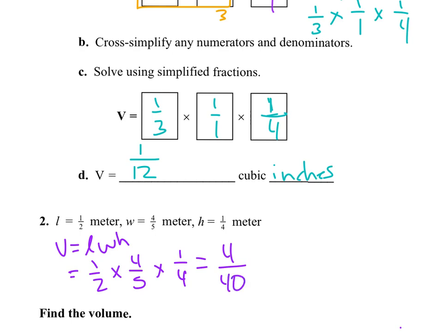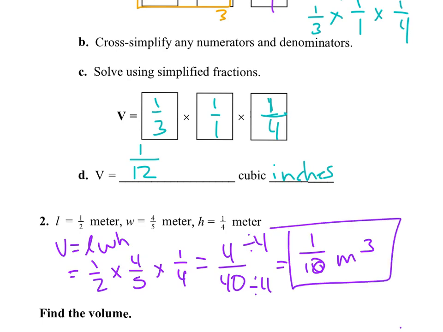Then you have to reduce this fraction if you can. What's the greatest common factor of 4 and 40? In other words, what's the biggest number that will divide 4 and 40 evenly? That is the number 4. So 4 divided by 4 is 1, and 40 divided by 4 is 10. And then what's my unit of measurement? My unit of measurement is meters cubed. And that's it. That's the volume of that rectangular prism.